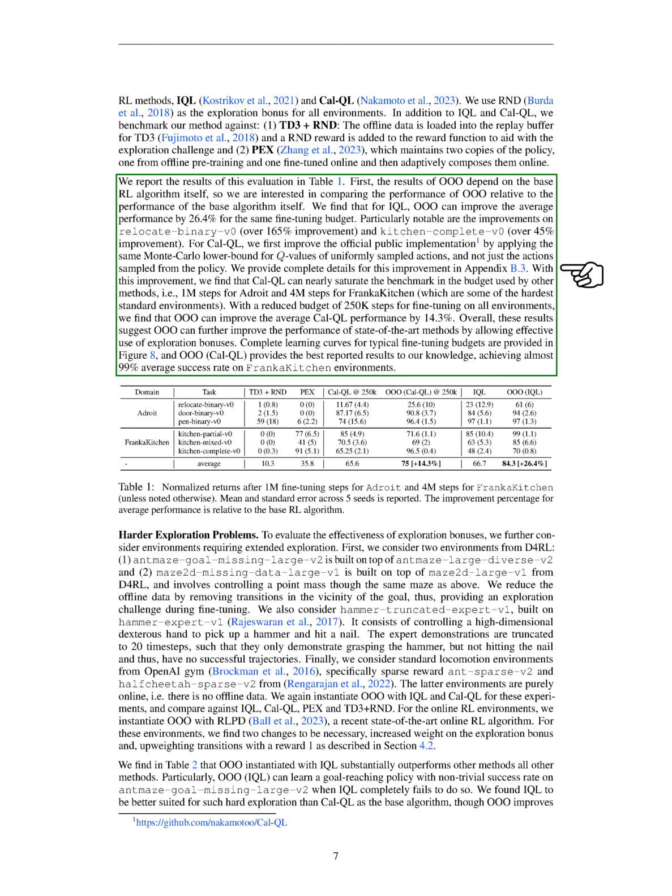For CalQL, we first improved the official public implementation by applying the same Monte Carlo lower bound for Q values of uniformly sampled actions, not just the actions sampled from the policy. With this improvement, CalQL can nearly max out the benchmark in the budget used by other methods, i.e., 1 million steps for Adroit and 4 million steps for Franka Kitchen. With a reduced budget of 250,000 steps for fine-tuning on all environments, OOO can improve the average CalQL performance by 14.3%.